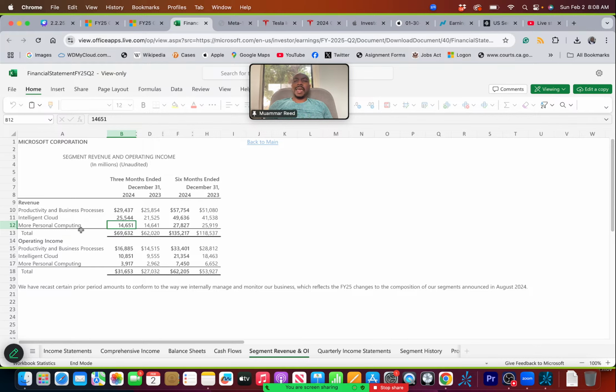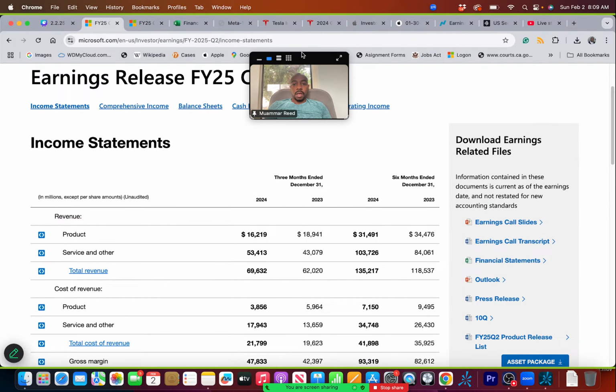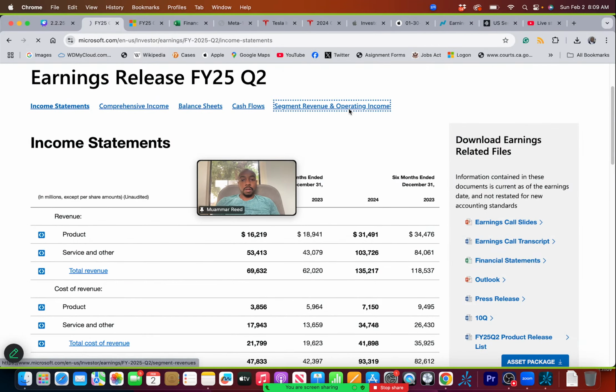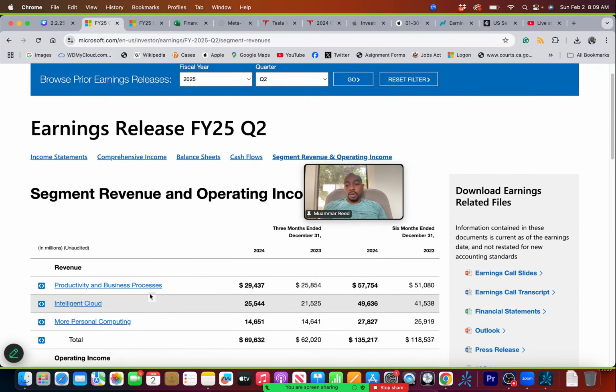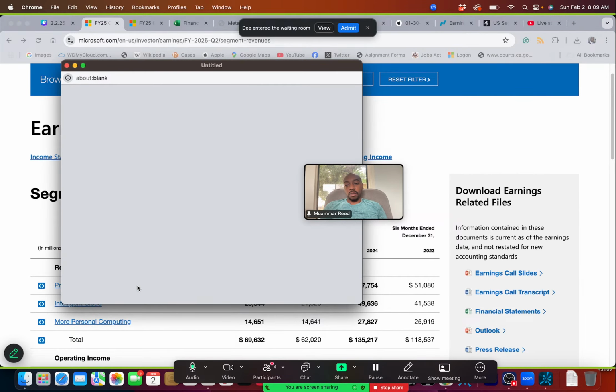Now, if you ask, hey, what are these things, right? Like, I might know what Azure is in the cloud, but what's in this segment and what's in this segment? If you go to Microsoft's investor relations page, oh, hold on, and go to segment revenue, and you click on these specific segments, it'll tell you.